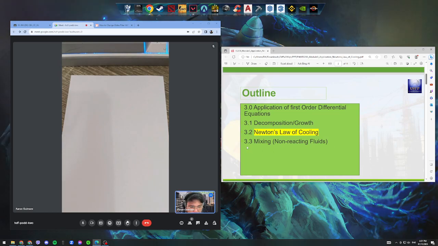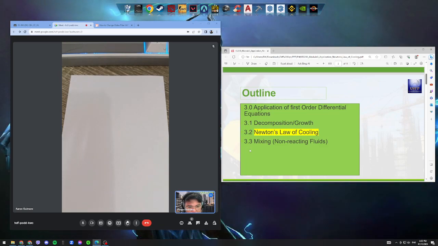Before that, if you can observe, section 3.4 on electric circuits is gone. I just removed it because it didn't seem to fit the discussion, so I removed it. Okay, without further delay, let's discuss Newton's law of cooling.